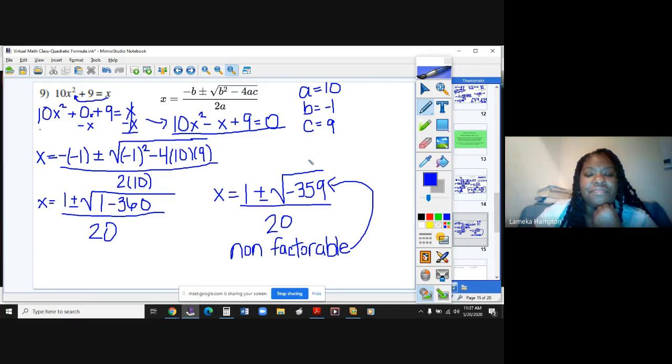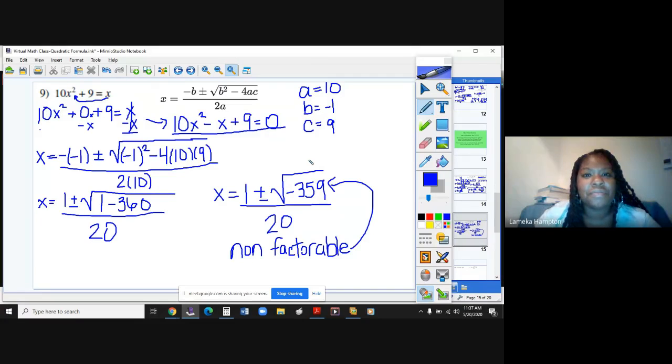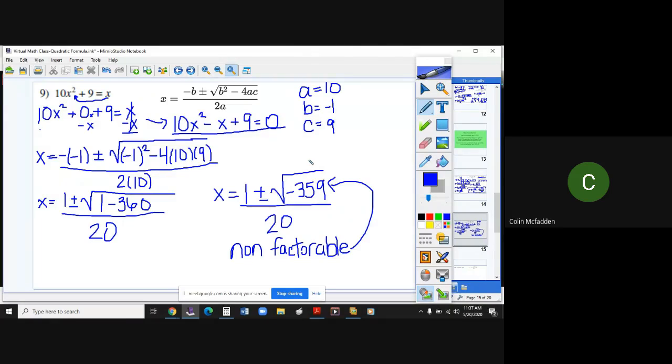Okay, so let me know when I can continue and proceed with the next problem. Miss Hamp? Yes, sir. Is there a formula sheet that we can get emailed to us, like with the different formulas on it?